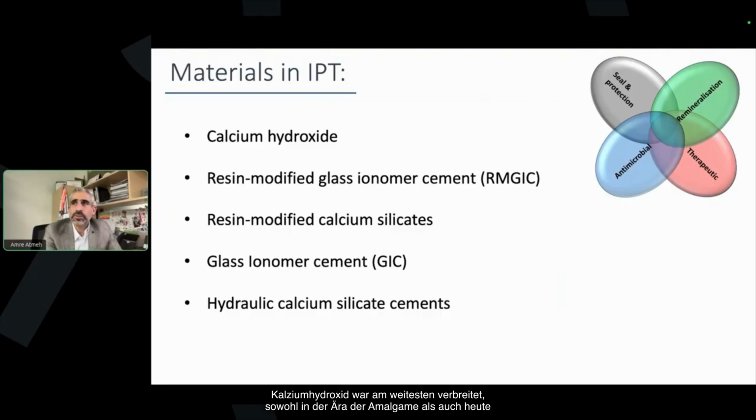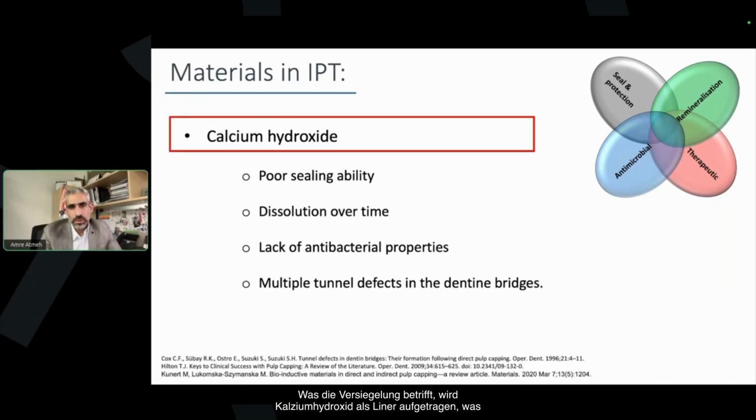Now, if we think about the materials that have historically been used for indirect pulp treatment, the most common one is calcium hydroxide. Then we have the resin-modified glass ionomer, the resin-modified calcium silicates, the glass ionomer cement, and the hydraulic calcium silicate. Calcium hydroxide has been the most common, whether in the era when amalgams were applied, or even currently with composites. But calcium hydroxides are not optimal.